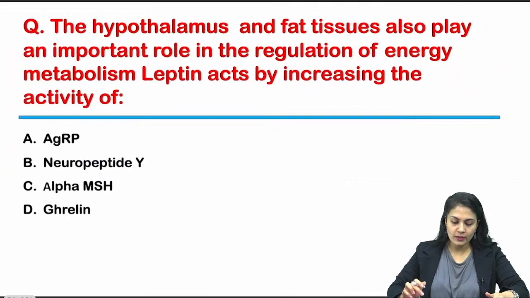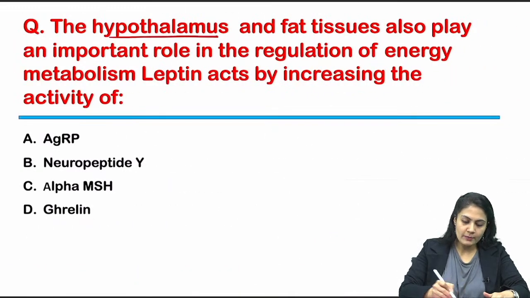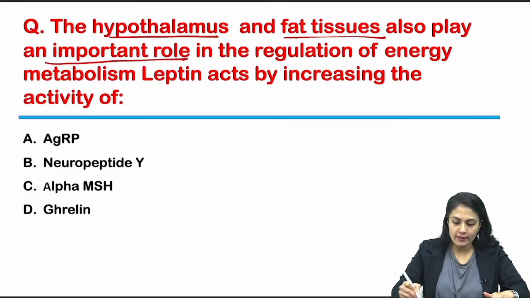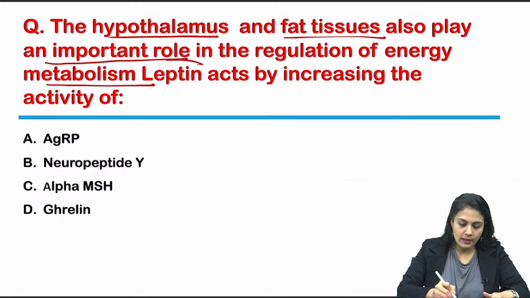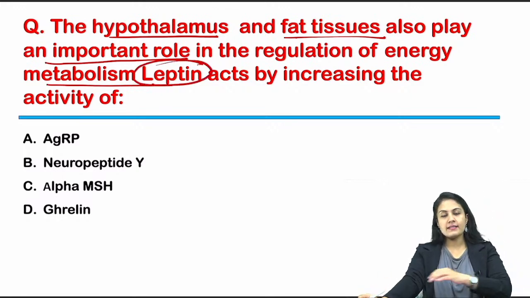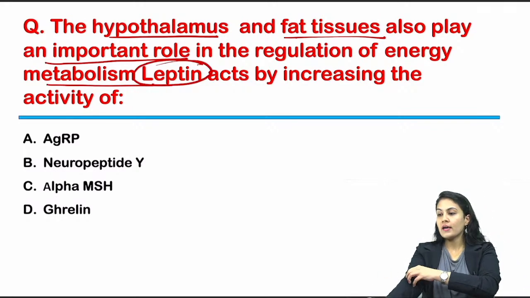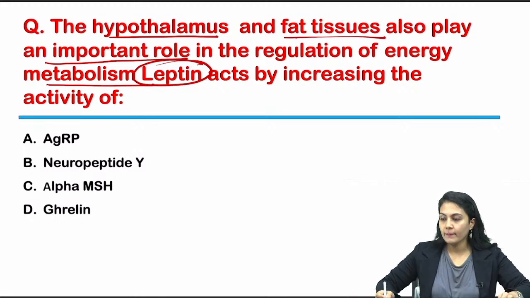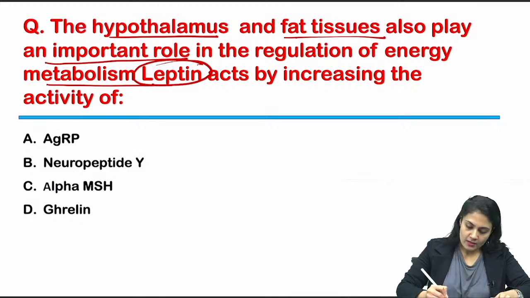Let's move on to the next question. The hypothalamus and fat tissues also play an important role in the regulation of energy metabolism. Leptin acts by increasing the activity of... They're asking for increasing the activity. Give me the answers. Till then, I'm going to give you a mnemonic.